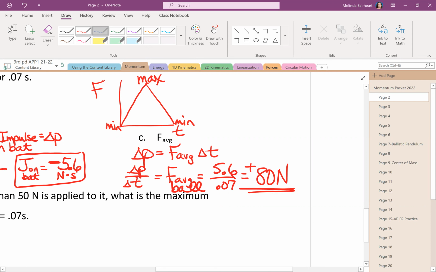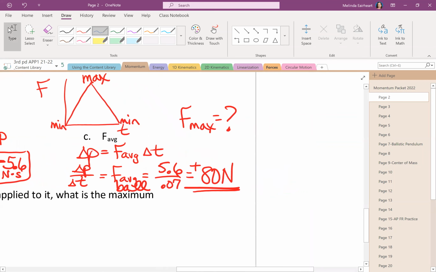And so the force on the ball is a positive 80. What if they said the force on the bat? Negative 80. What if they said, what's the maximum force? If you know the average force, assuming it's changing at a constant rate, triangle, right? How would we find the maximum force?